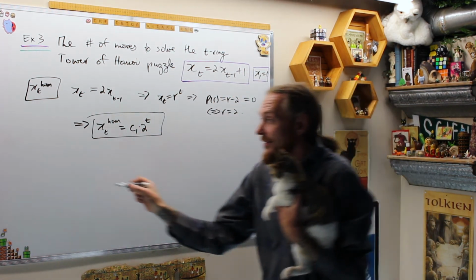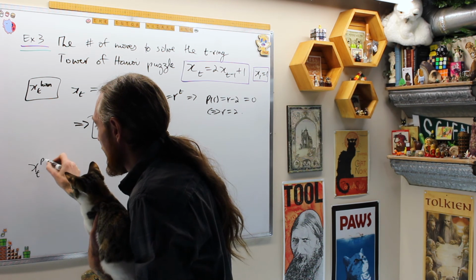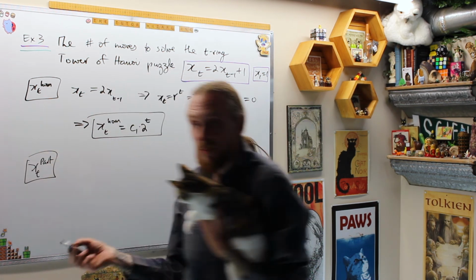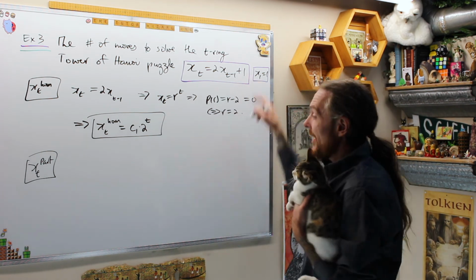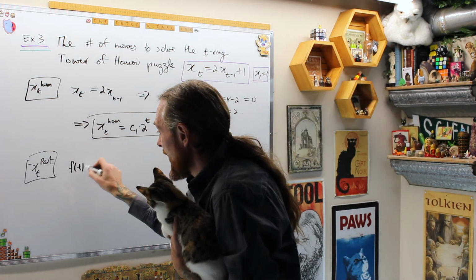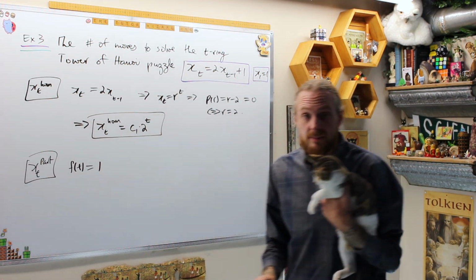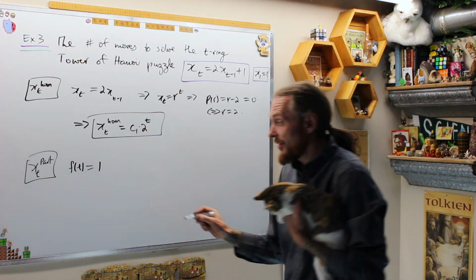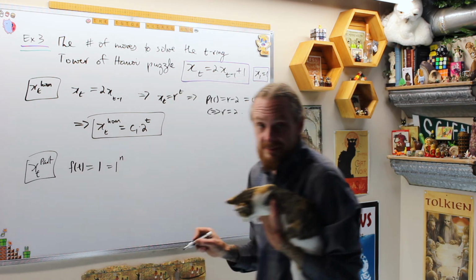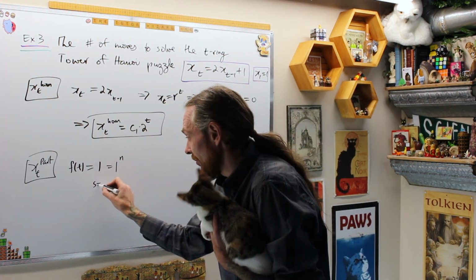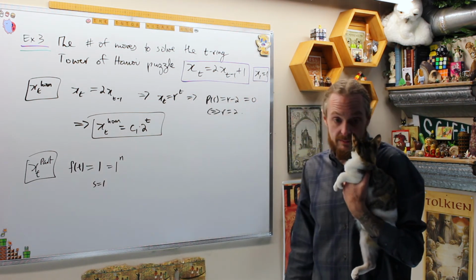Now what I need is the particular solution. And this is the new part from the theorem. How do I get this? My polynomial f of t is still just a constant function, 1. So this is actually 1 to the t. So this is s equals 1. This is what the theorem is talking about.